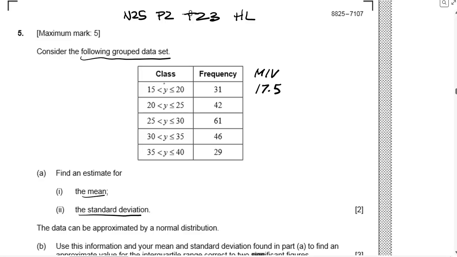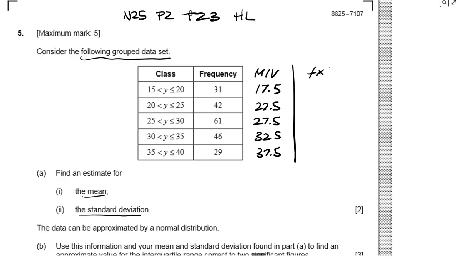So we have 17.5, right? We want the middle, 22.5. We have 27.5, 32.5, and 37.5. Next is our cumulative or frequency times our mid-interval value, right? And that helps us get a total sum so that we can find our mean. 31 times 17.5 is 542.5.